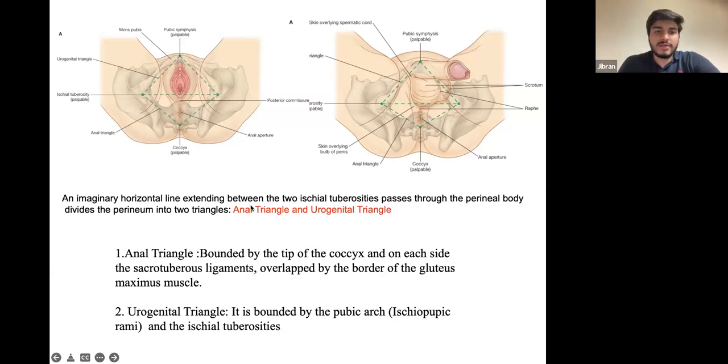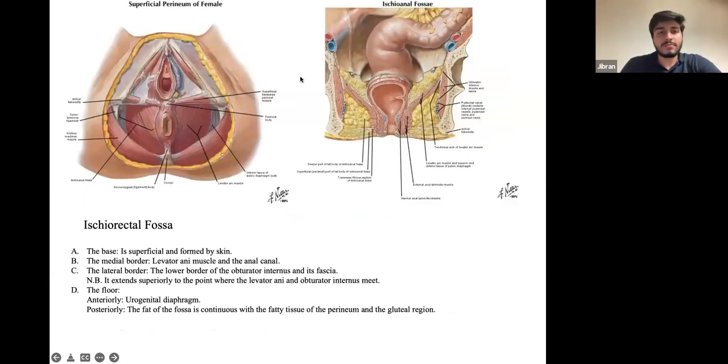So the anal triangle has its border here at the coccyx, and on each side at the ischial tuberosities. And the urogenital triangle anteriorly has the pubic arch, pubic symphysis, and on each side the ischial tuberosities. We will discuss the contents of each of these and how they make up the perineum.